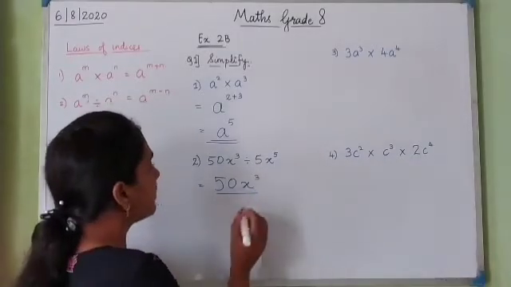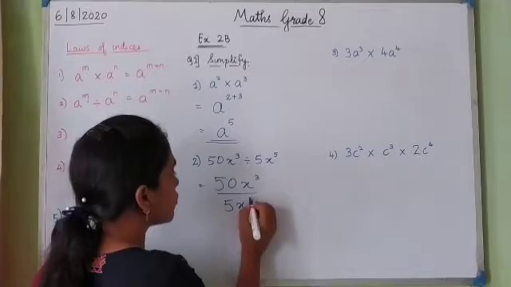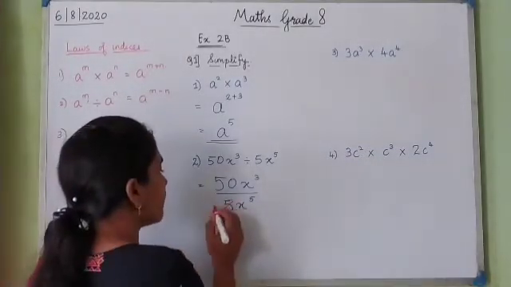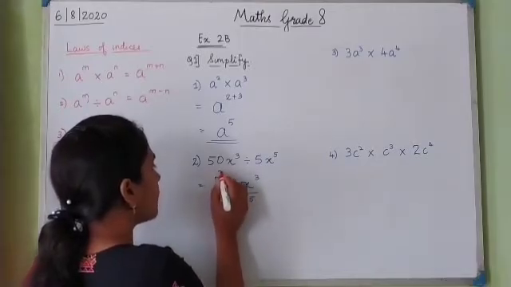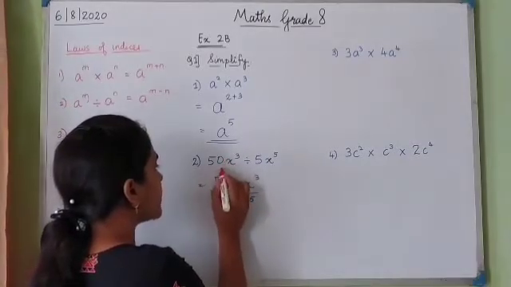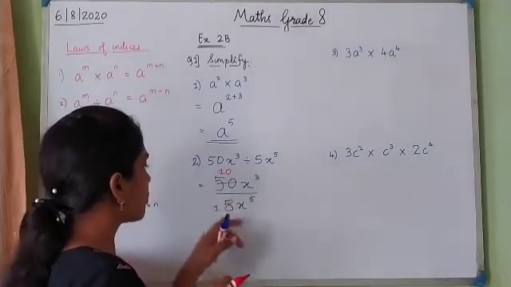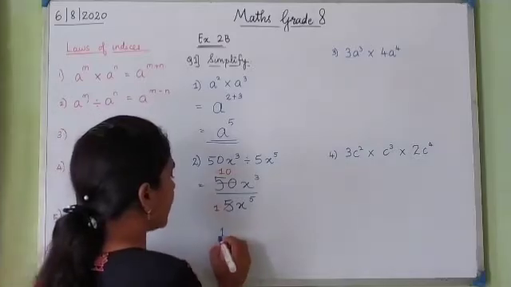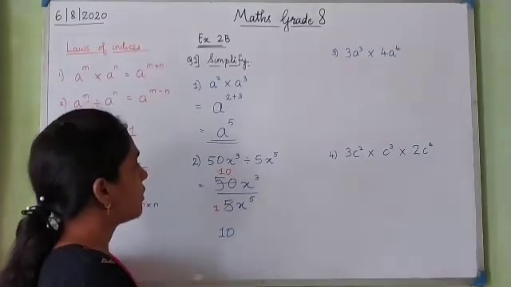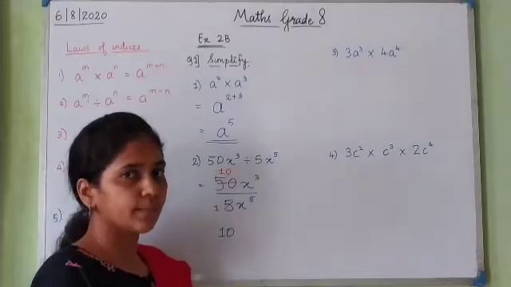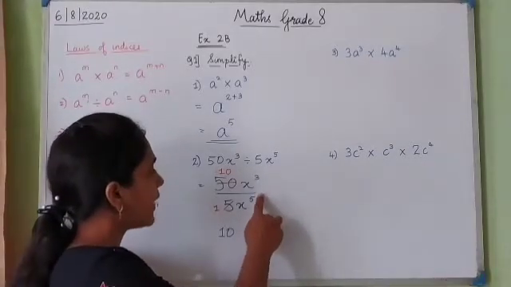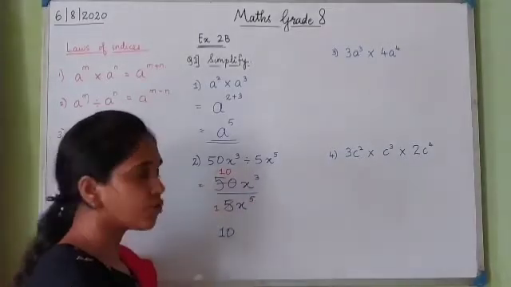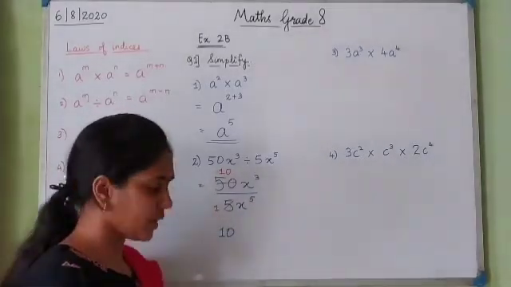So 50x cubed divided by 5x raised to 5. Now here 50 and 5 can be divided. So I divide: 5 ones are 5 and 5 tens are 50. Okay, so the numbers which were there become 10 now, right? Now we have to solve these indices and bases. So x raised to 3 divided by x raised to 5. Bases are the same, the powers are different, so what we do is we subtract the powers and the base remains the same.